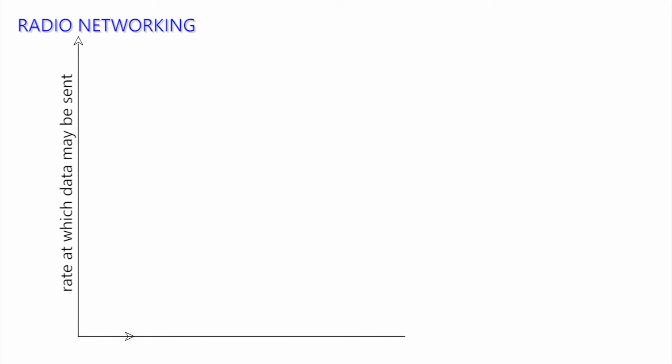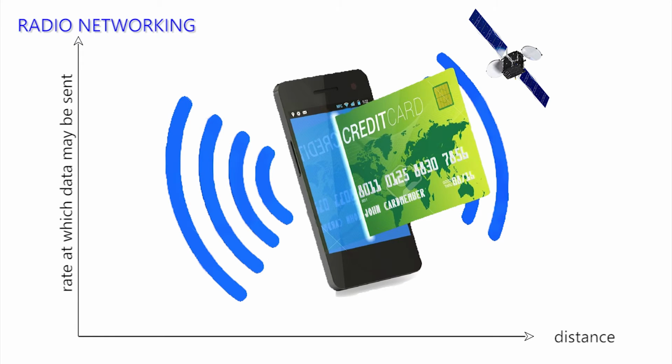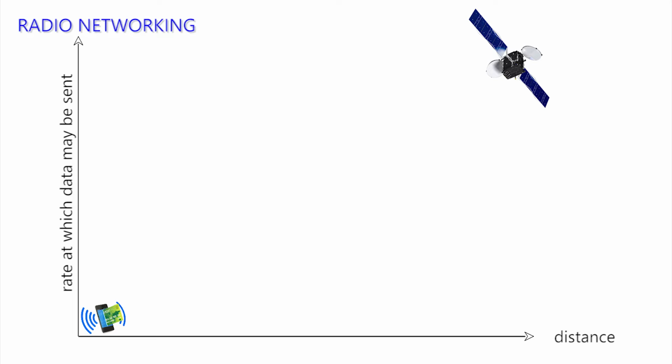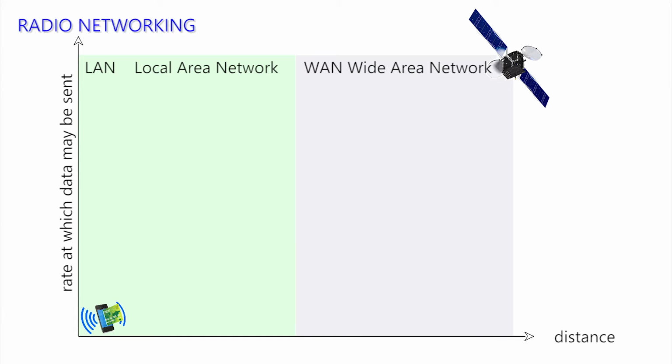Another view of IoT can focus on the radio performance of a thing. Here we can plot the rate at which data may be sent against the distance it can travel. At one extreme is satellite communications, broadcasting extremely high data rates over very large distances. At the other, right down here, low bandwidth RFID chips and near-field communications devices that transmit very little data over millimeters. Networking is generally covered by the terms local area network, LAN, and wide area network, WAN.